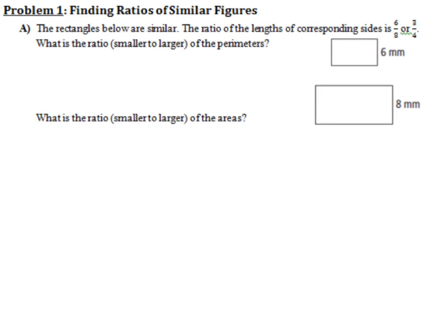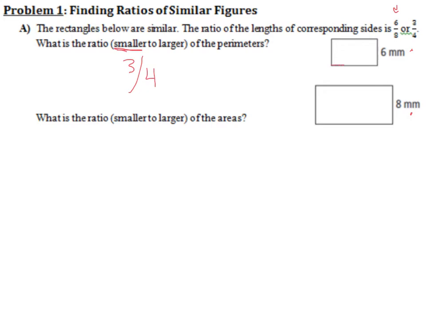So for the first problem, I have these two rectangles, and I have two side lengths. They're the corresponding sides, so those two side lengths would be compared, or written as a ratio. So the ratio it tells you is 6 to 8 or 3 to 4 because that's the reduced format. It's asking what is the ratio, smaller to larger, so smaller should be on top, of the perimeters. So again, the ratio for perimeter does not change.